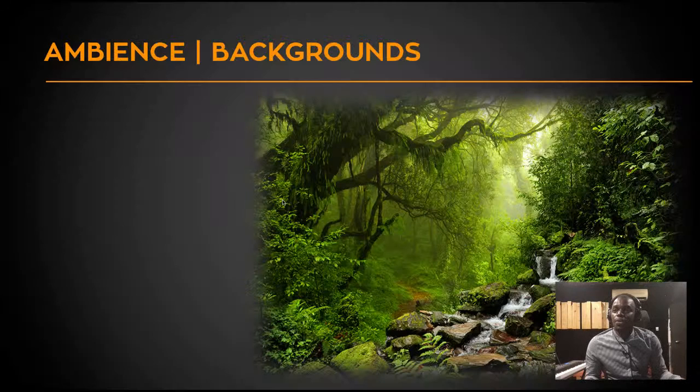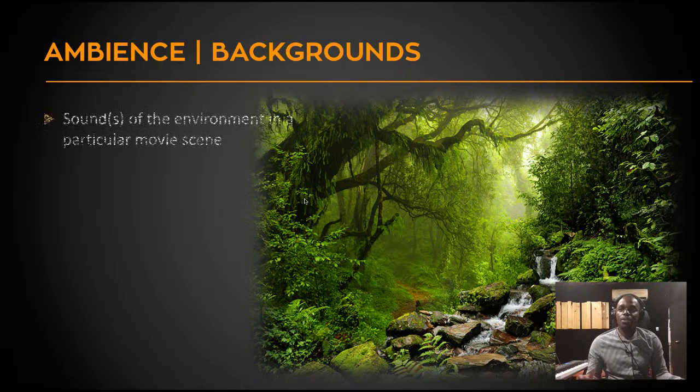feet and cloth. So another aspect of sound effects that we look at is the ambience or backgrounds. What are ambience or backgrounds? So these are sounds of the environment in a particular movie scene. So for example, if you look on your right over here, this is a jungle. The ambience in here involves birds. It involves a stream. I think this is a stream hitting the stones right here. So this makes up your environment.